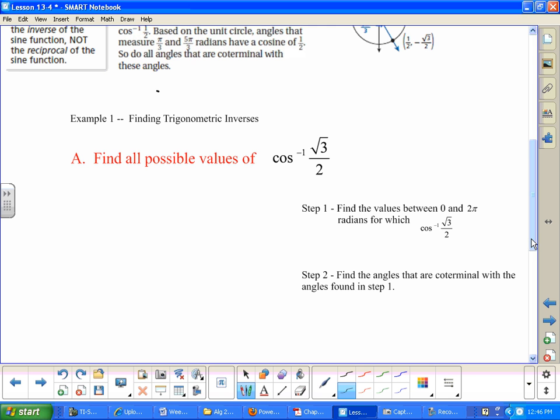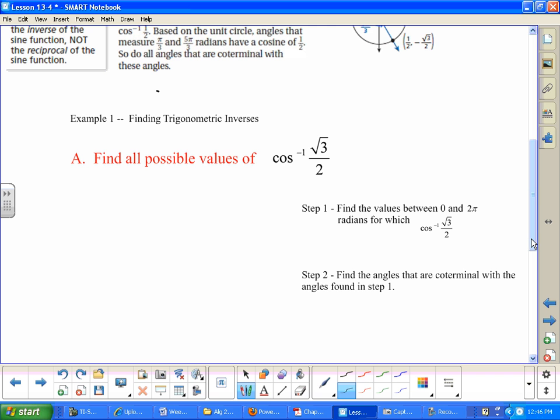Do not set your calculator to radians. I'll tell you when, or it will tell you when. So look at your unit circle. Where does cosine equal square root of 3 over 2? Because when this says inverse cosine square root of 3 over 2, we're trying to find angles. And we're looking for radians.